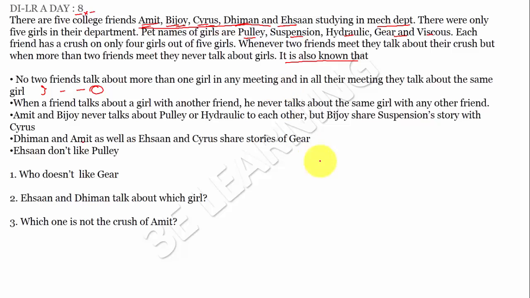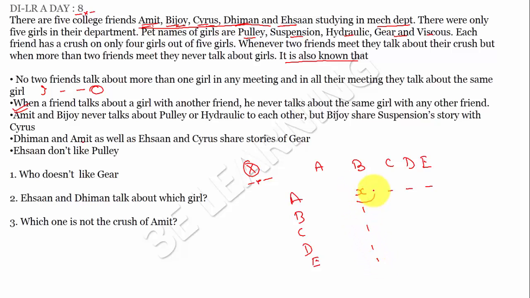Whenever we have 5 friends meeting, we plot data in a matrix, say A, B, C, D, E, and we write A, B, C, D, E. Please, this is one of the most important learnings from this concept video. Similarly, whenever 5 cities have cross connections with roads, we draw city 1, city 2, city 3, city 4 and city 5. When a friend talks about a girl with another friend, he never talks about the same girl with any other friend. This is one of the most important things. When A and B talk about X, it means they never talk about X with any other one.